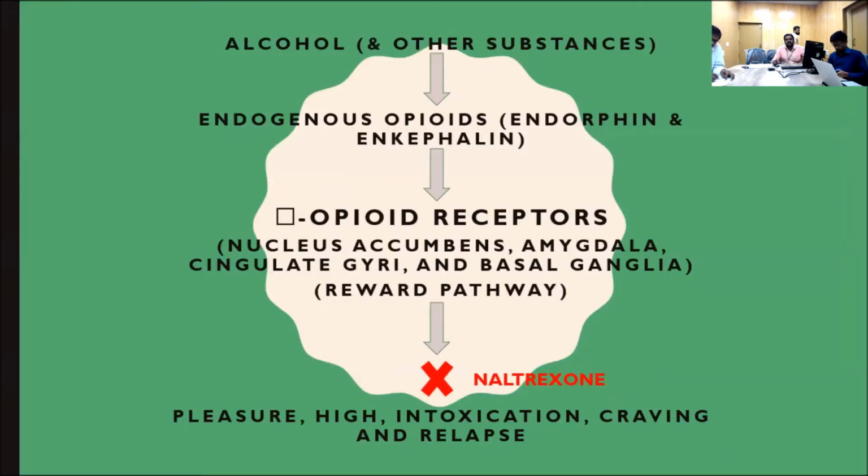So this just shows the mechanism of naltrexone. It's an opioid receptor antagonist. When alcohol or any other substance is used, one of the mechanisms by which there is the feeling of pleasure is the release of endogenous opioid. Naltrexone is an opioid receptor antagonist, so it blocks the opioid receptors. This person will not get a pleasure high with the alcohol use. So this is the mechanism of action of naltrexone.